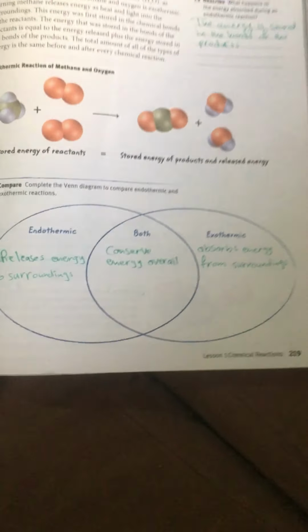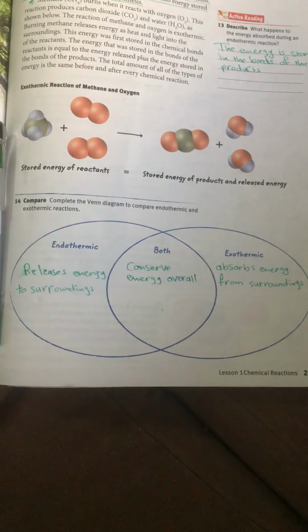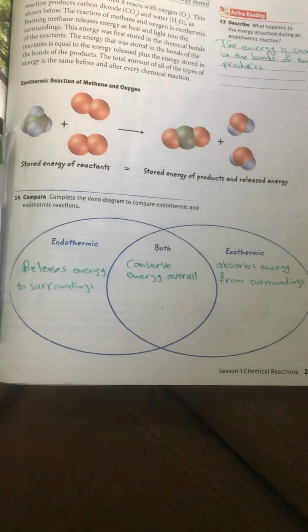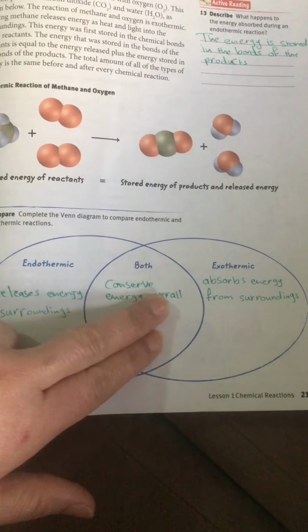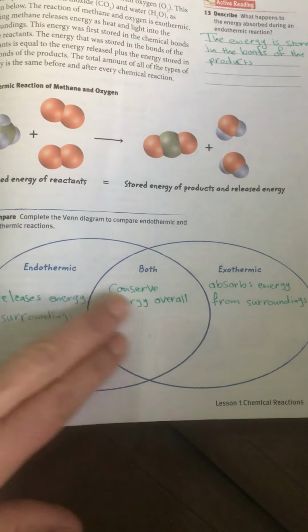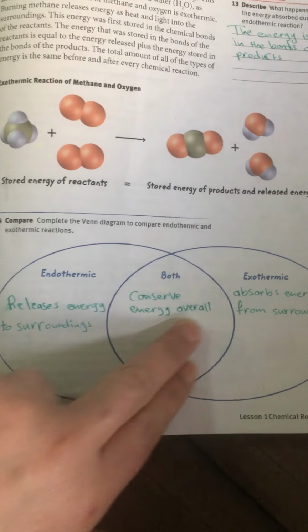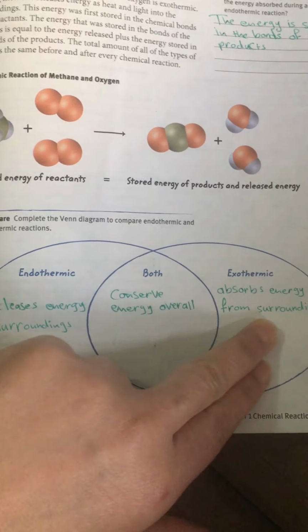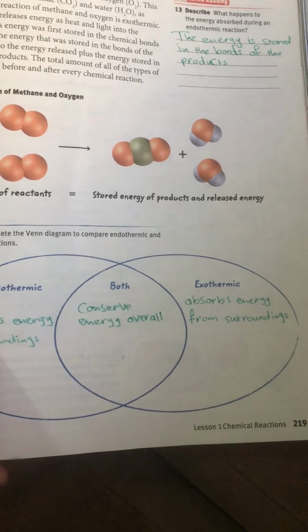Now let's see this question: complete the Venn diagram to compare endothermic and exothermic reactions. Now they both have something in common. Look at the endothermic, it absorbs energy from the surroundings. The exothermic releases energy to the surroundings. Both of them conserve energy overall.